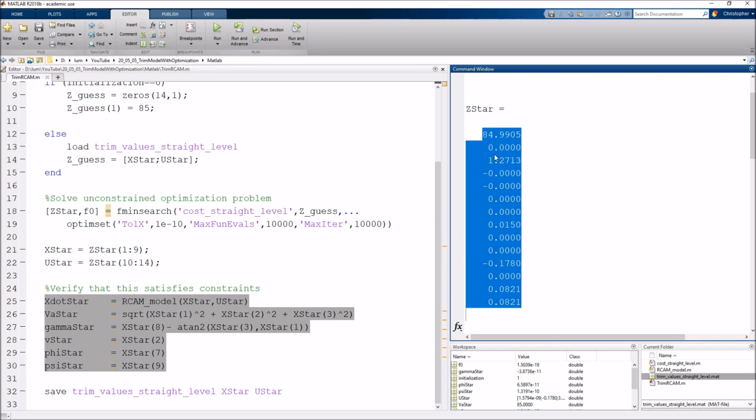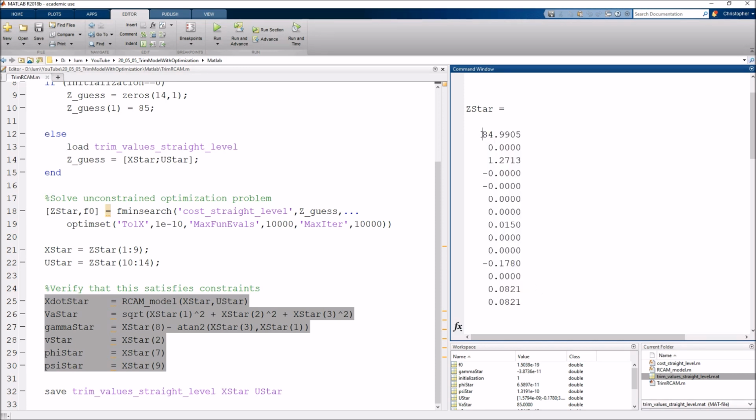So let's examine this a little bit. The first 9 of these should be the state: 1, 2, 3, 4, 5, 6, 7, 8, 9. Look at this. It looks like the U component is near 85, but there's definitely a W component. So the aircraft is at a slight non-zero angle of attack, which makes sense, because the aircraft is flying along, the thing weighs 120,000 kilograms. You're going to need some positive angle of attack to generate the lift to offset the weight at steady state. So that looks great.